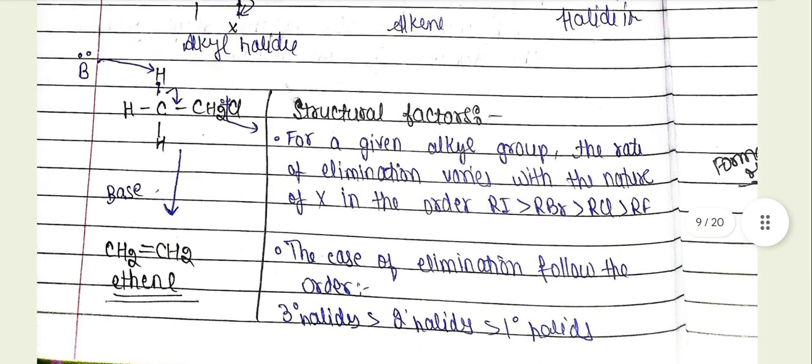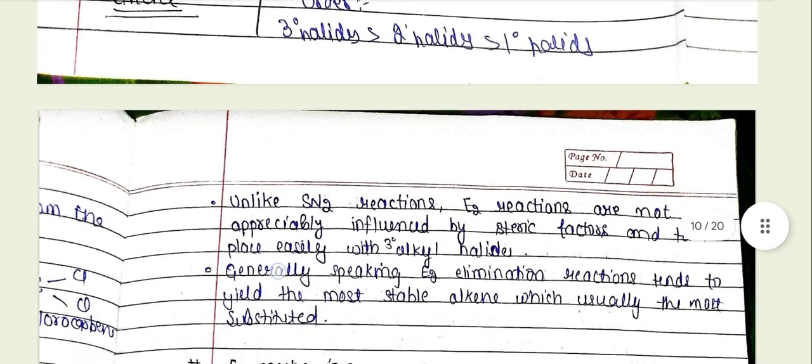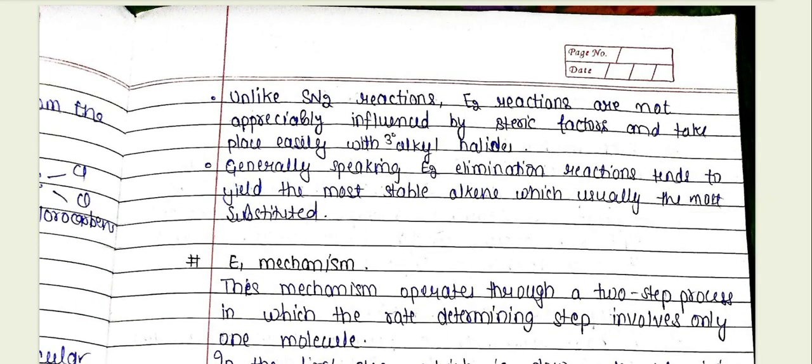Structural factors. For a given alkyl group, the rate of elimination varies with the nature of the halogen in the order RI, then RBr, then RCl, and then RF, in decreasing order. In the case of elimination, the ease of elimination follows the order tertiary halide, then secondary halide, and then primary halide. Unlike SN2 reactions, E2 reactions are not appreciably influenced by steric factors and take place easily with tertiary alkyl halides. Generally speaking, E2 elimination reactions tend to yield the most stable alkene, which is usually the most substituted.